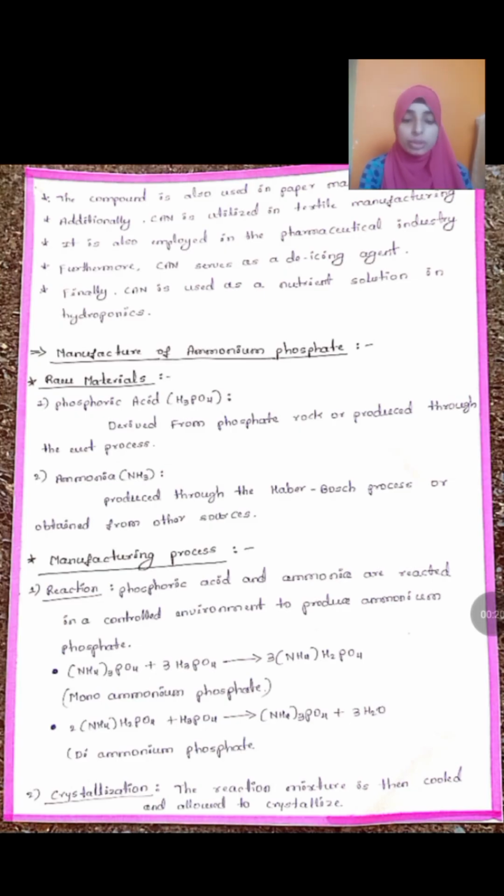Next, we are discussing manufacture of ammonium phosphate. Raw materials. There are two raw materials. First one is phosphoric acid, second one is ammonia. Phosphoric acid is derived from phosphate rock or produced through the wet process.